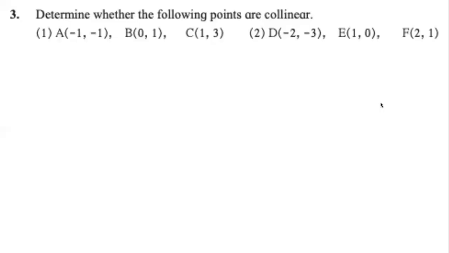Question number 3 of practice set 5.3. Now this time, girls, you are doing part 1 and boys, you are trying to solve part 2. Girls, part 1, boys, part 2. 3 points are given. We have to find whether they are collinear or not. What we have to do is find the slope of 2 parts, AB and BC for 3-1 and DE and EF for 3-2.